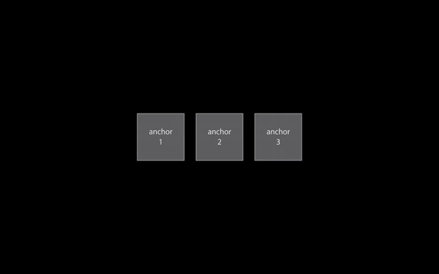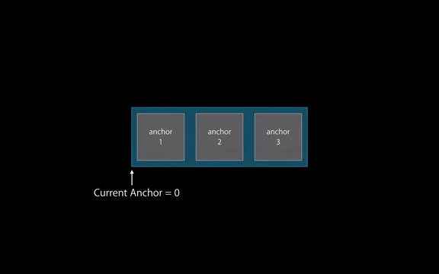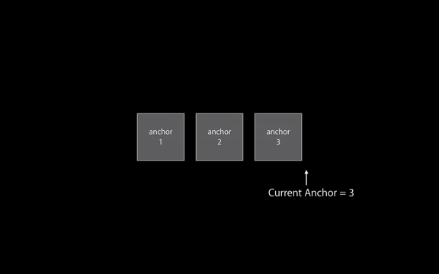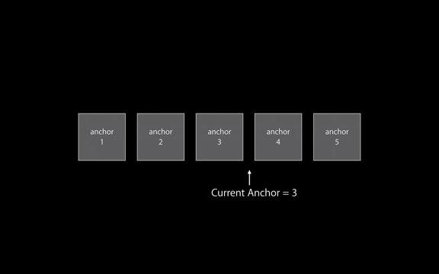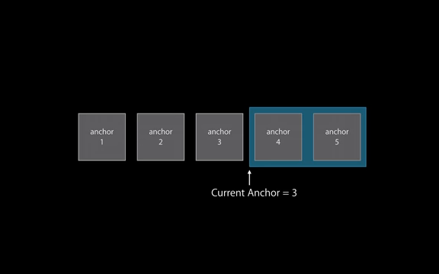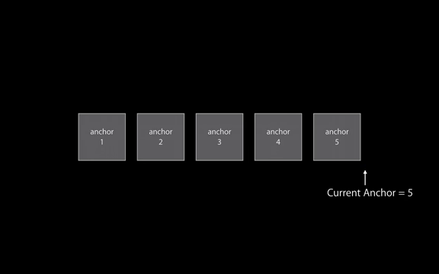Let's say our database has 3 objects in it. Since I haven't seen anything yet, we'll say that my current anchor is 0. When I run my query, I'll get back objects 1, 2, and 3, and my current anchor will now be 3. Next, 2 objects are added to the database. When I run another query, I'll get back objects 4 and 5, and my current anchor will now be 5.